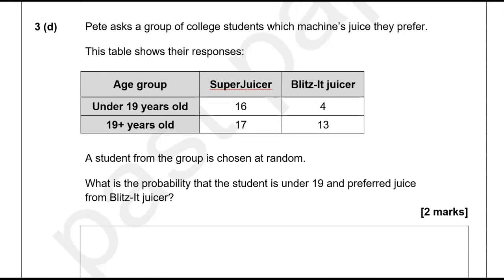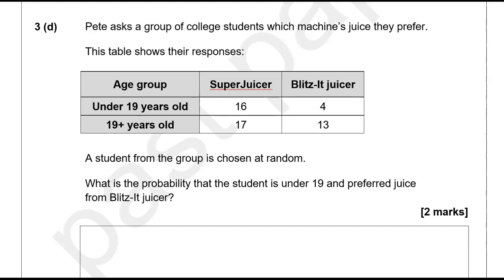Pete asks a group of college students which machine's juice they prefer. This table shows their responses. A student from the group is chosen at random. What is the probability that the student is under 19 and preferred juice from the blitzed juicer?